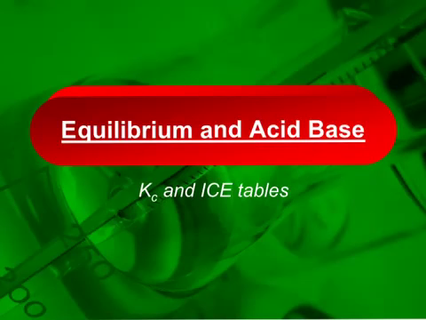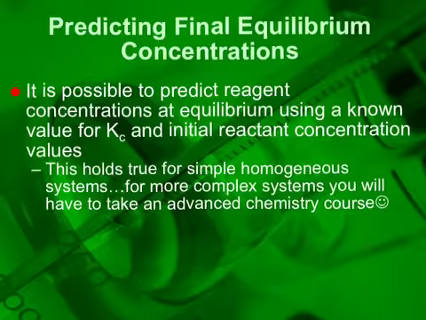In this video, we will combine the equilibrium constant with the ICE table in order to calculate any of the required values in an equilibrium calculation. In the first type of example, we will calculate equilibrium concentration if we are given a Kc value and an initial reactant concentration. Now for this example, it will be for a simple homogeneous system where all the species are in gaseous form.